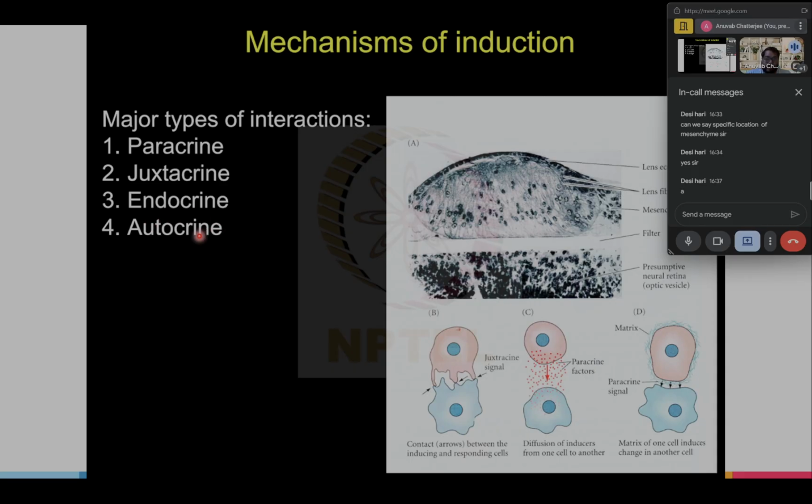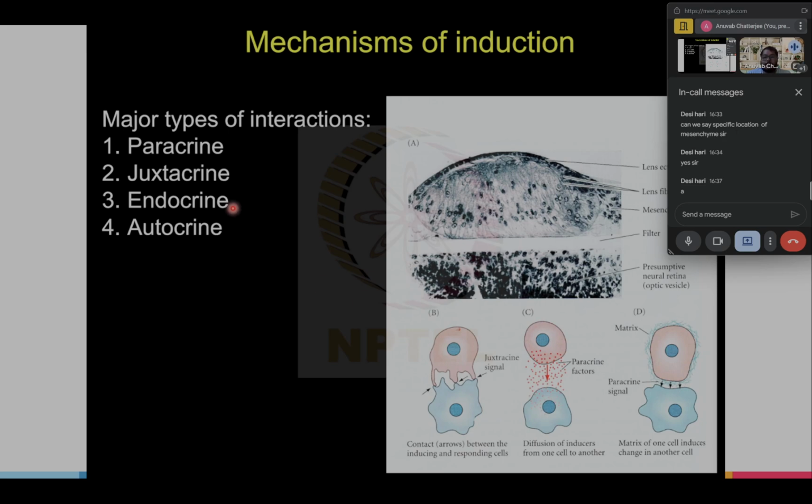Then we have autocrine signaling. Autocrine signaling is when the cell wants to tell itself something. So it sends out signaling molecules that attach to receptors on the same cell, and then it acts upon the signal sent by itself. So that is known as autocrine signaling.